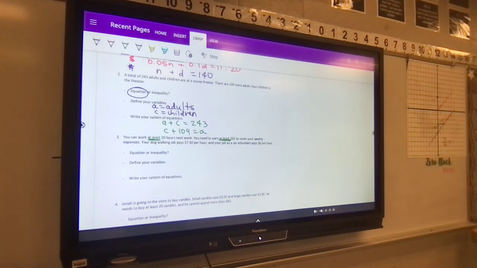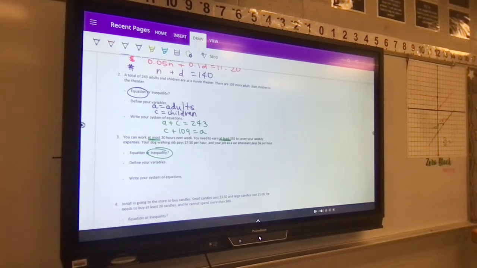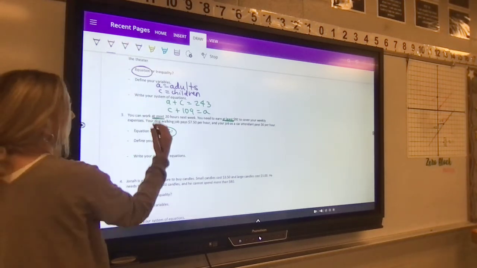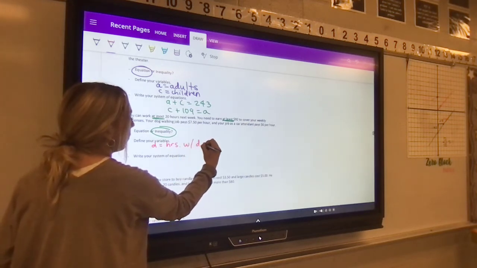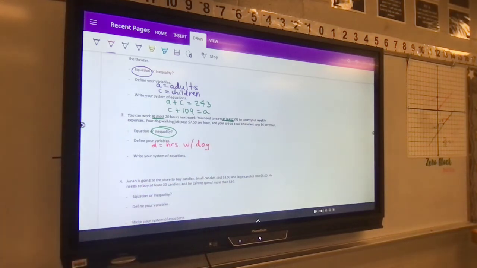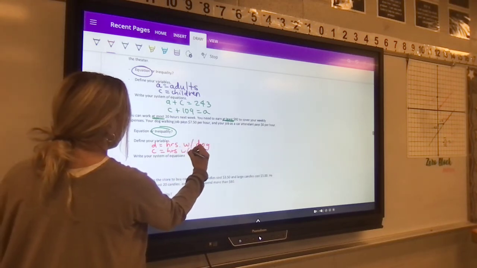To cover your weekly expenses. Your dog walking job pays $7.50 per hour, and your job as a car attendant pays $6 per hour. So is that an equation or an inequality? Well, since those words at most and at least are in there, we know that it's going to be an inequality. So let's define our two variables. So variable number 1, I'm going to say is D, and this is going to represent the hours walking the dog. Okay, and then next I'm going to use the variable C, and this will represent the hours with the car.